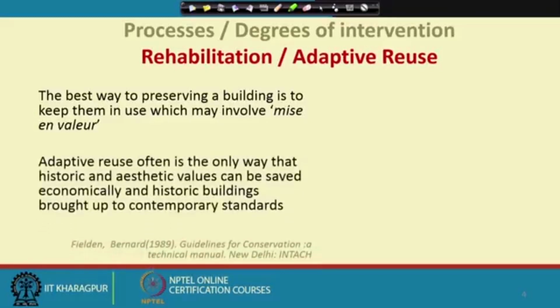So, adaptive reuse, that means it has to be adapted to the new use, is often the only way the historic and aesthetic values can be saved economically, and historic buildings brought up to contemporary standards. These are a bit tricky issues, but these need to be understood. Bernard Feilden gives this definition of rehabilitation and adaptive reuse: when a building has outlived its original purpose, what it can be used for and how it can be used.